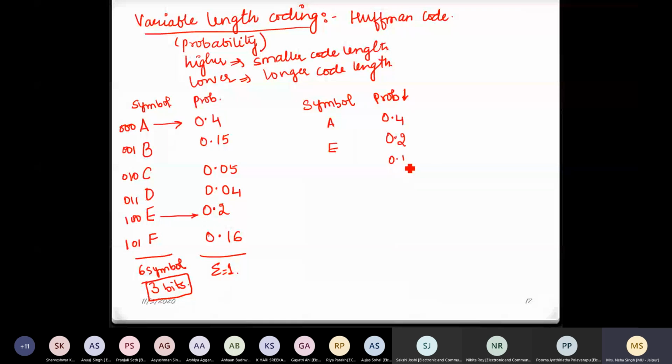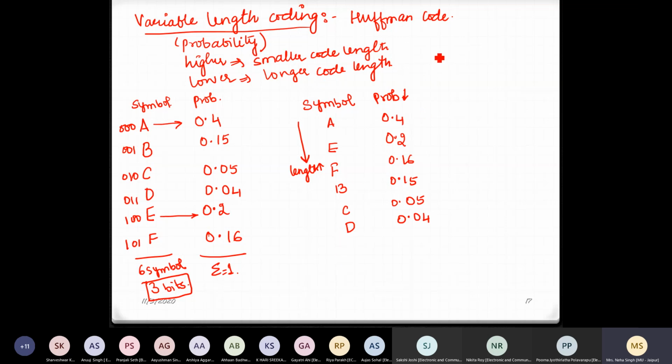Then I have 0.16, which is F, 0.15 B, 0.05 C, and finally 0.04 D. Why do we arrange this in this order? So that when I move in this direction, I increase the length of the symbol. The length keeps on increasing as I move down, because I already said higher probability needs to have smaller code length, lower probability needs to have longer code length.